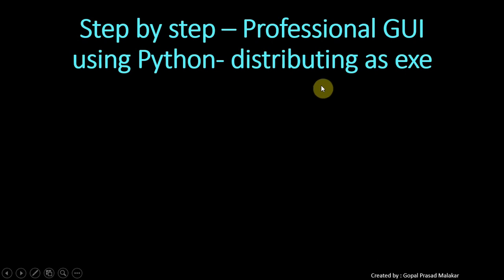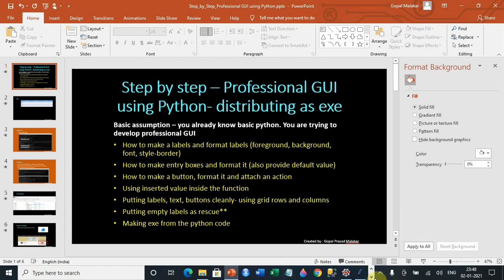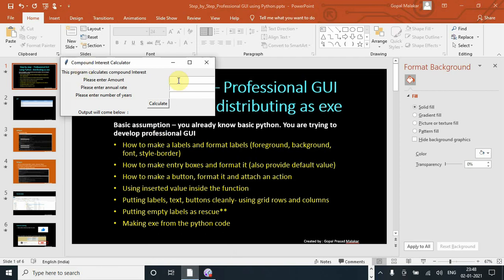Let me first of all show you what I mean by a professional looking GUI. You need to understand that by default, when I make a GUI in Python, this kind of GUI comes, which still does the job. You put the amount as 10, 100, rate say 10, and let's say year as 3 years. It gives you compound interest, but it is just ordinary looking.